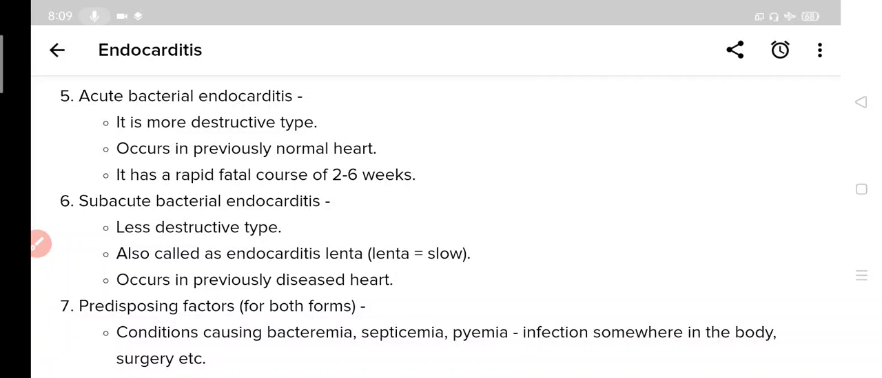The second form is subacute bacterial endocarditis. It is a less destructive type and it occurs in a previously diseased heart. So, this differentiation is important. You have to remember that acute bacterial endocarditis occurs in a previously healthy heart and subacute bacterial endocarditis occurs in a previously diseased heart. This type is also called endocarditis lenta. Lenta means slow. Because it is not that aggressive, it is called endocarditis lenta.